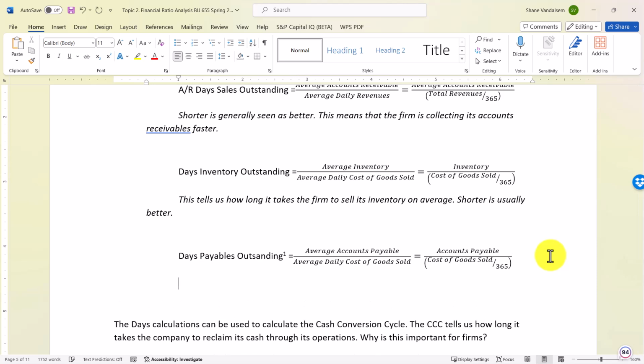Finally, days payable outstanding. Days payable outstanding, that's going to be your accounts payable. So that's the money that the company owes their suppliers. This tells us how long it takes on average for the firm to make or to pay their accounts payable.